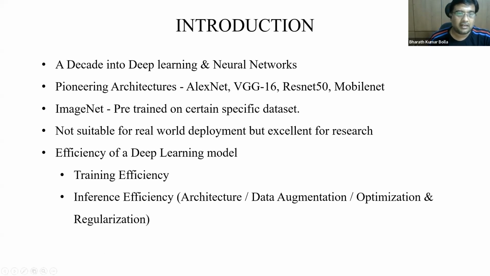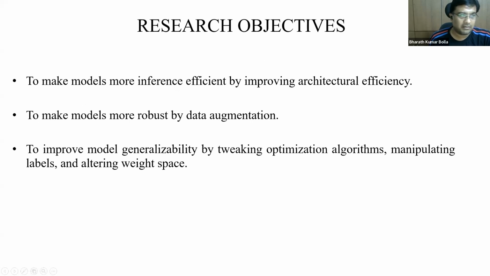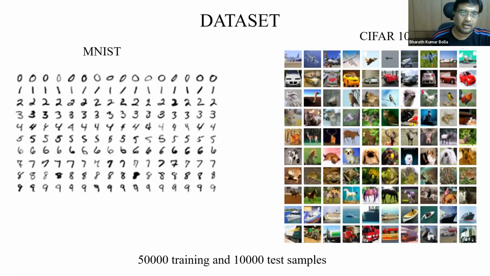One of the techniques is for architectural efficiency, then how we can make the models more robust by data augmentation, and finally we want to improve the generalizability by tweaking optimization. So let's see how we are going to do that now.